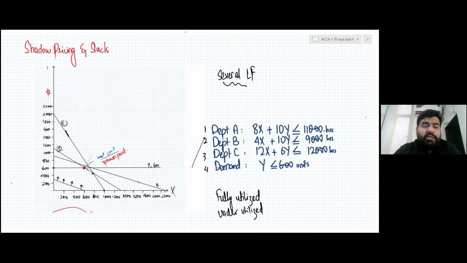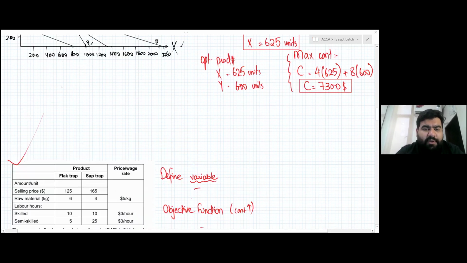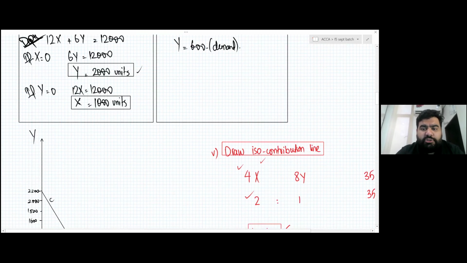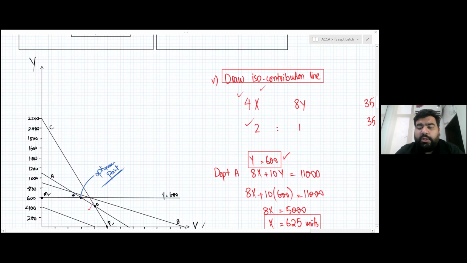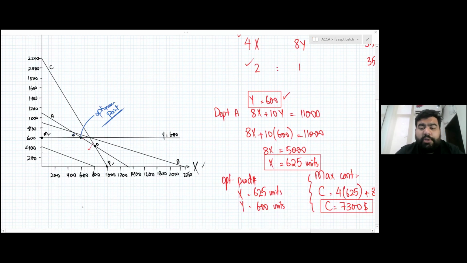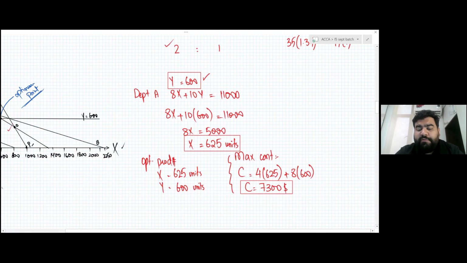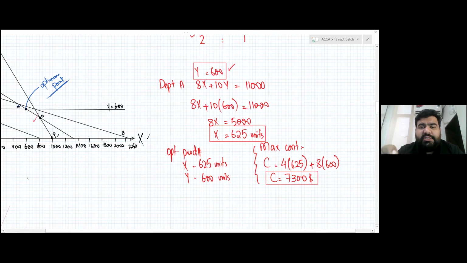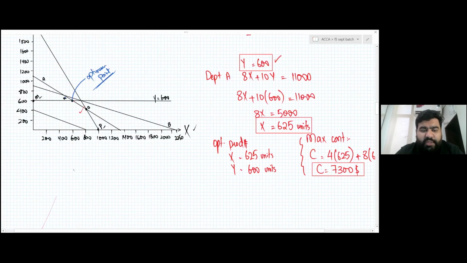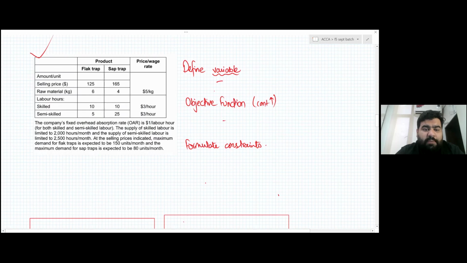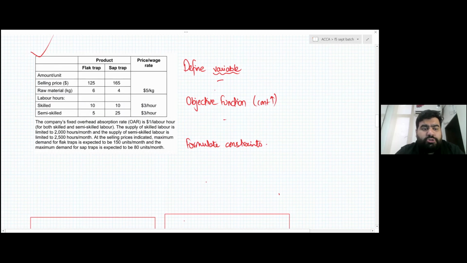We are going to start shadow pricing and slack. What is shadow pricing and slack? We are done with several limiting factor concepts under linear programming, when we completed the graph using calculations, making the equations, drawing the ISO contribution line, and using it to calculate the optimum production point. We took both equations, calculated both units to find the optimum units, and then calculated the maximum contribution in the last class. Then I gave you the assignment, which you are supposed to submit to me before the next lecture.